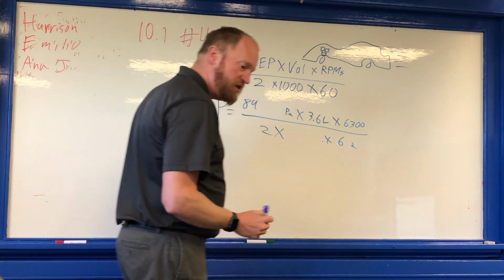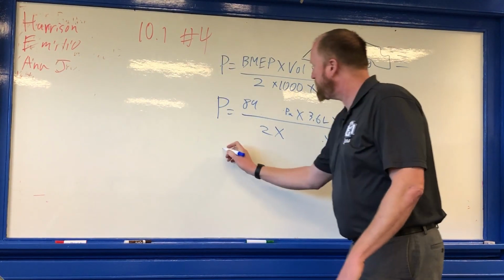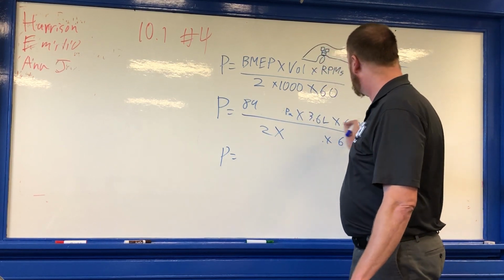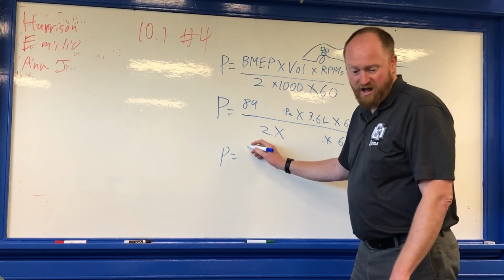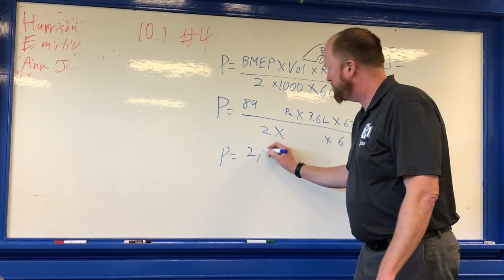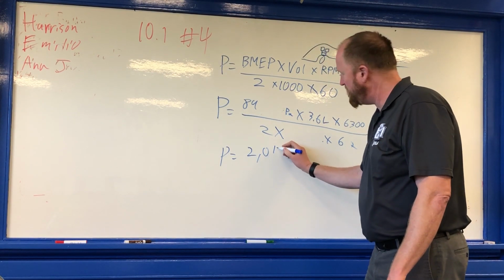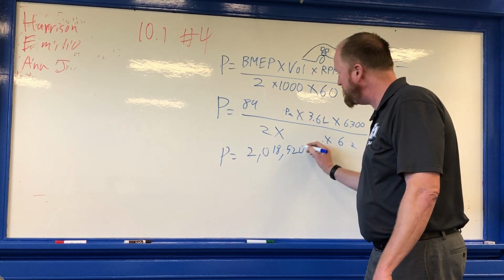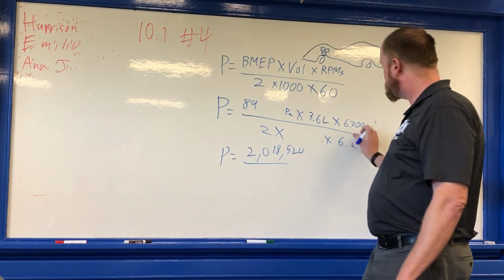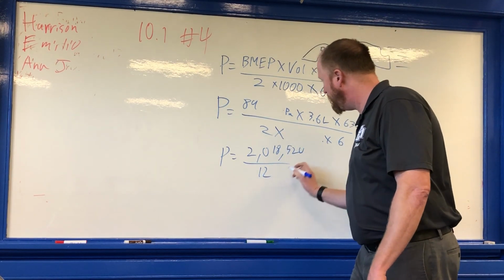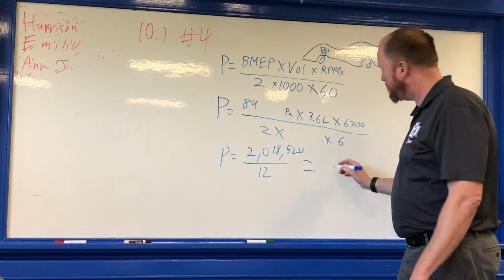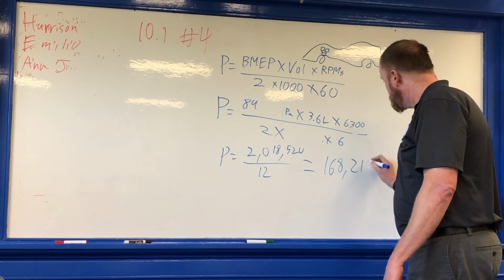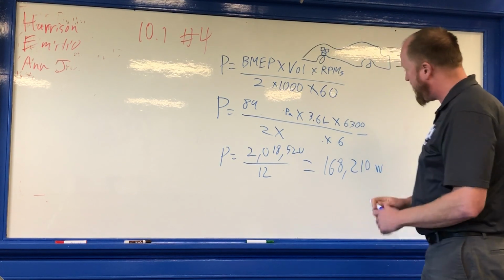So, you multiply them all together. I got power is equal to 89 times 3.6 times 6,300. I got 2,118,520, and 2 times 6 is 12, and that equals a total of 168,210 watts of power.